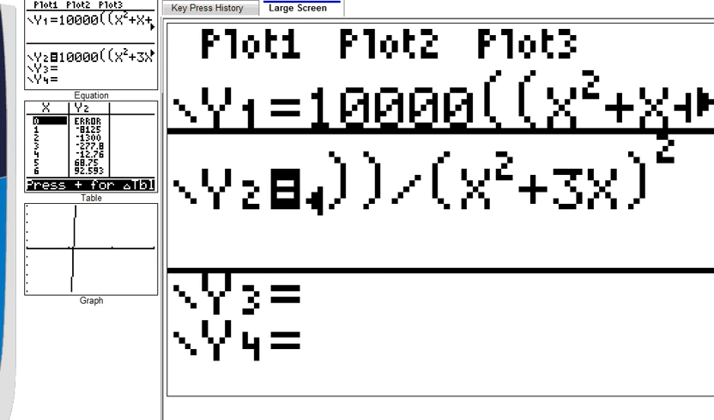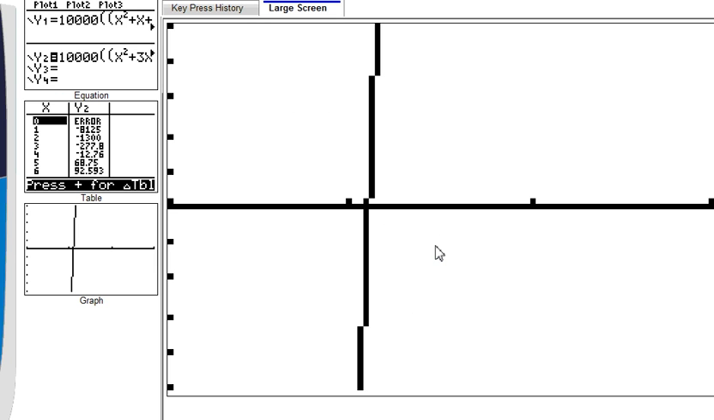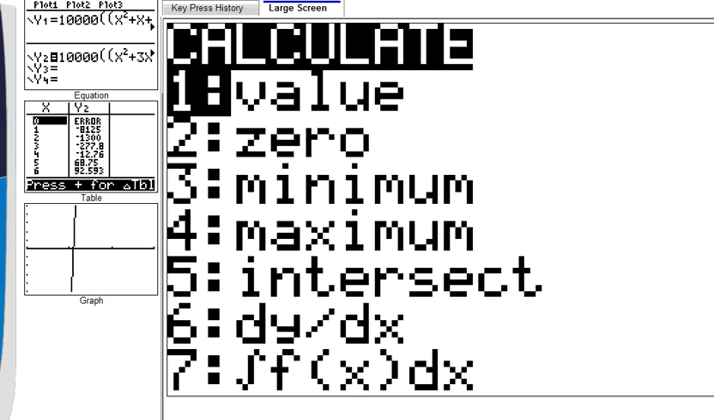Now I'm going to show you, I changed the window. I don't need to look at a big spot. I know I'm just looking for the 0. And I went on the interval from 3 to 6. And I'm also going to just go from -5 to 5 because I don't need that far up and that far down. So we graph it. Here's my graph. And now I'm going to calculate the 0, choice 2.